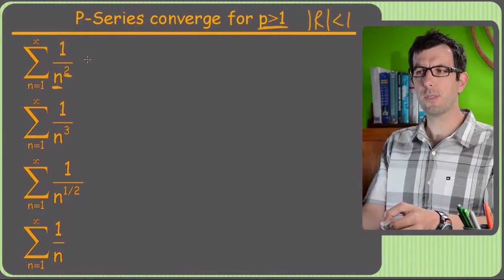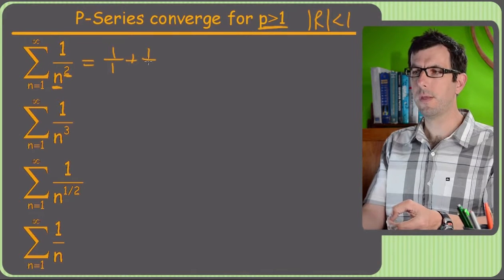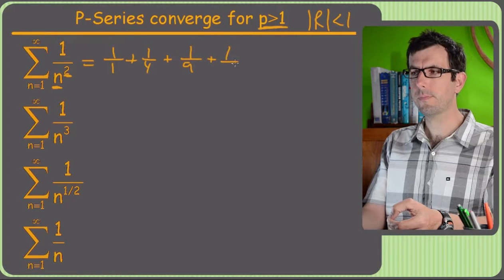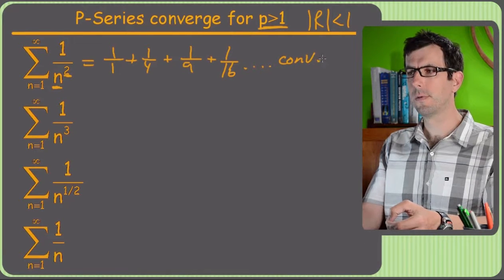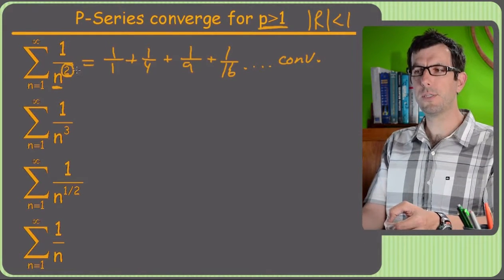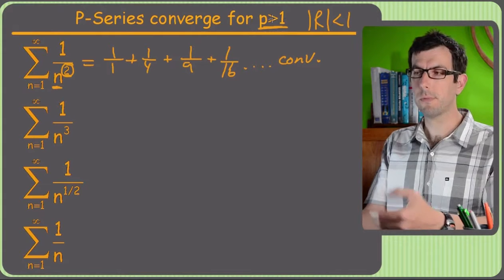So 1 over n squared, we just did this one. That was 1 over 1 plus 1/4, just we had all the perfect squares downstairs. And what this is saying is this one converges because this number 2 is bigger than 1.